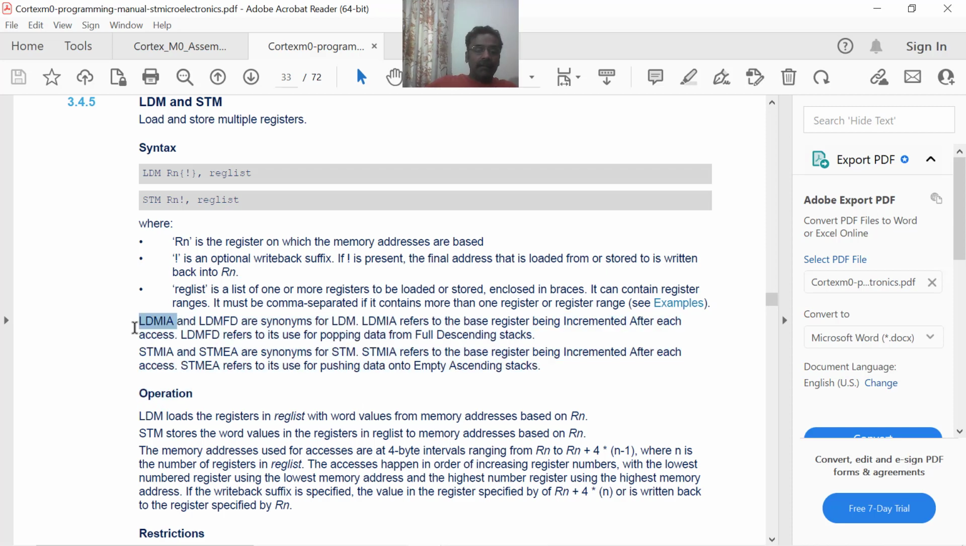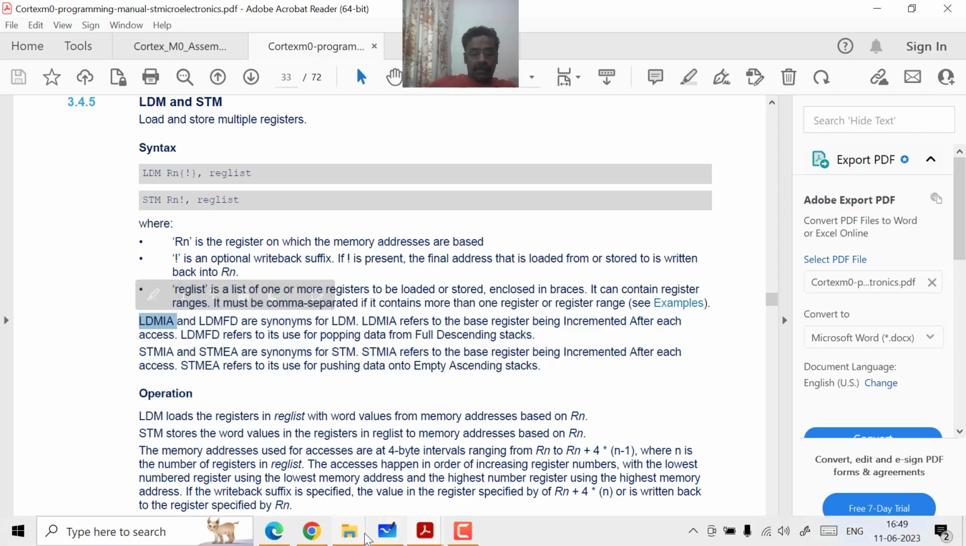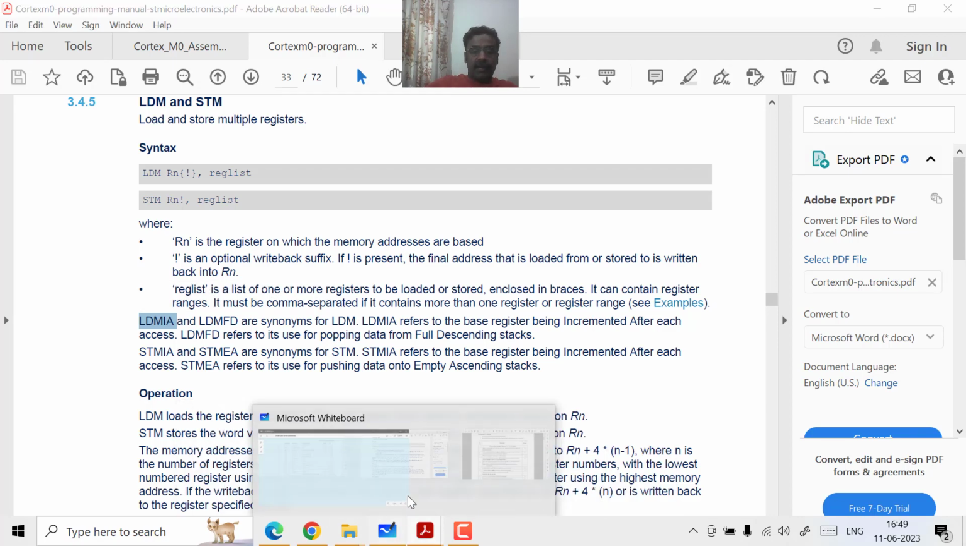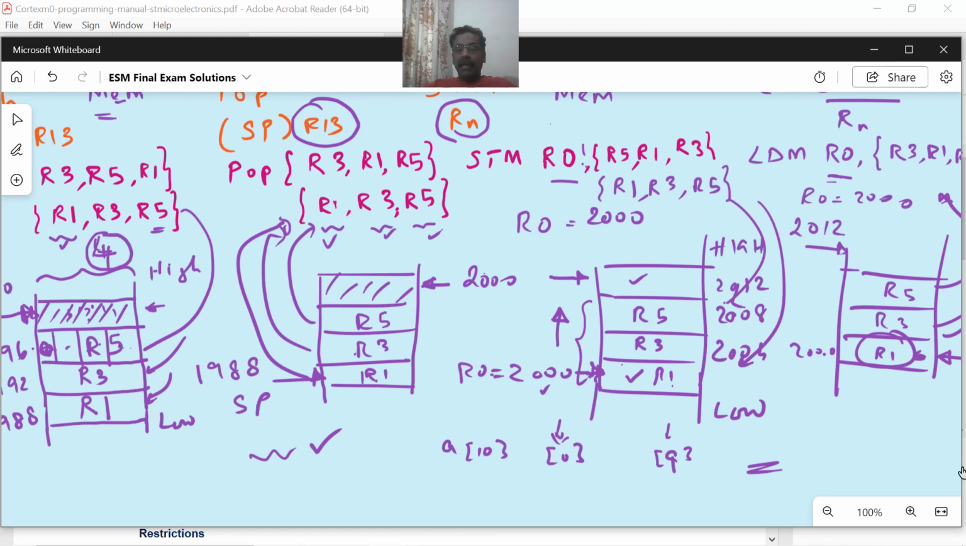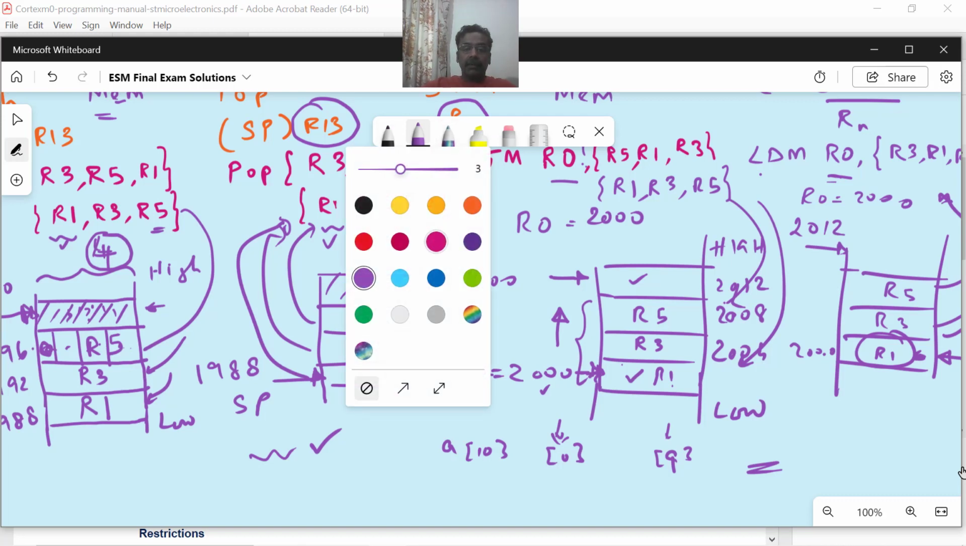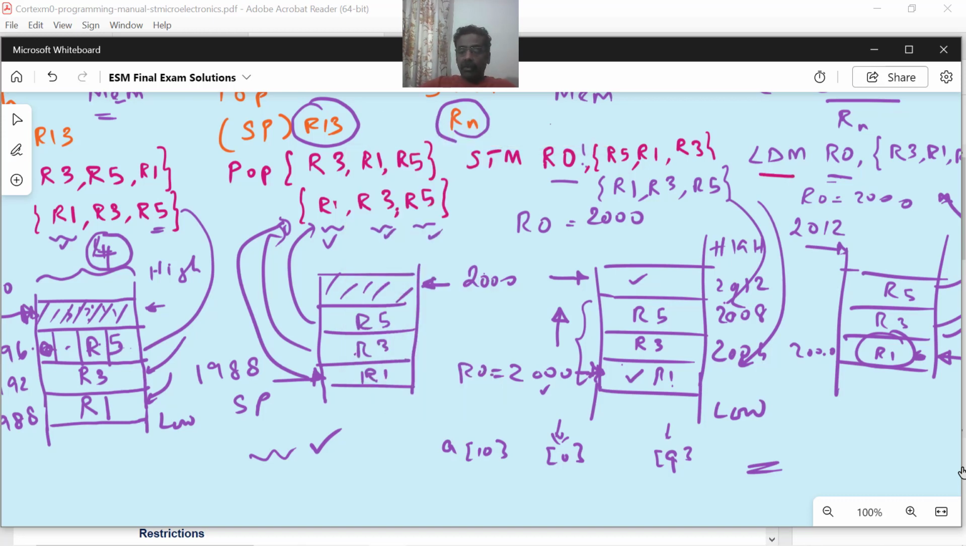We call LDM increment after. What does it mean? I will explain here. Let me use a different pen because I am writing something into it. LDM is also called LDM increment after.